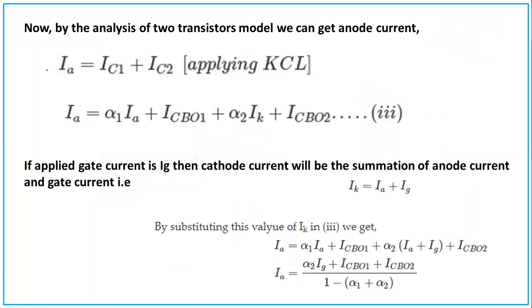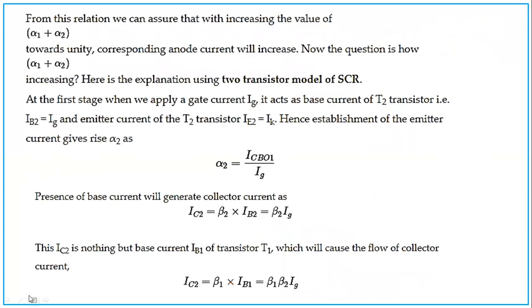So IA is IC1 plus IC2, KCL, again equation 3, IK is IA plus IG, that is anode current and gate current, cathode current. Then by substituting you get IA is equal to alpha 2 IG plus ICBO1 plus ICBO2. So that is the value of anode current. From the relation that we got, I will just write it again here so that it is easy for me to explain. IA is equal to alpha 2 IG plus ICBO1 plus ICBO2 divided by 1 minus alpha 1 plus alpha 2.